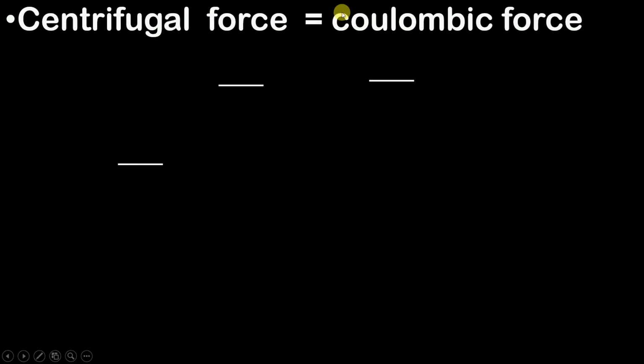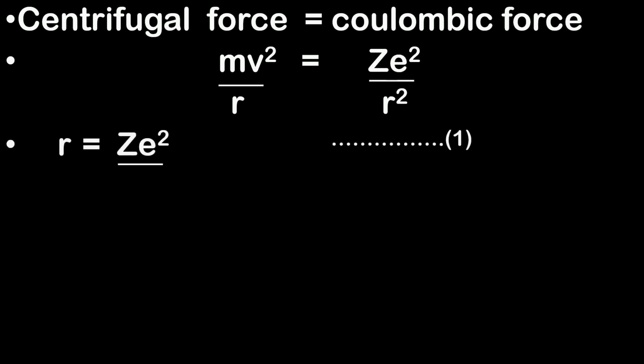So the centripetal force is nothing but equal to the Coulombic force over here. And what is the formula for the centripetal force? It is mv square upon r, which I have seen just now. And the formula for the Coulombic force is Ze square upon r square. Now, just rearranging those terms, we get the value of r as Ze square upon mv square. So here, guys, we have found the formula for the radius, and this is the first feature of Bohr's atomic model. That is, it gives us a formula to find the radius of the orbit which we want.